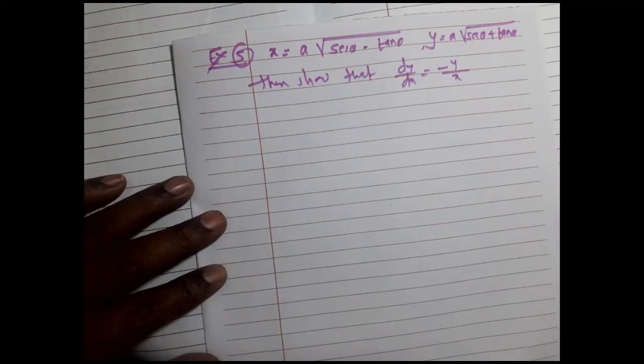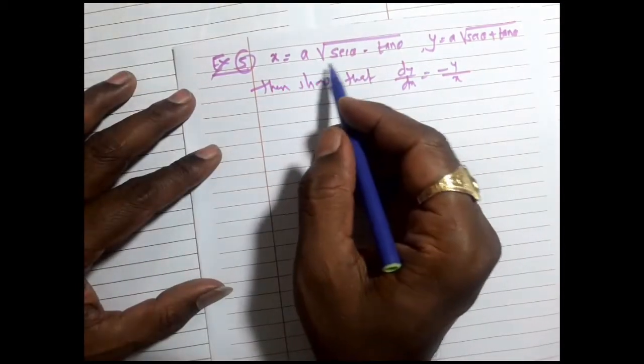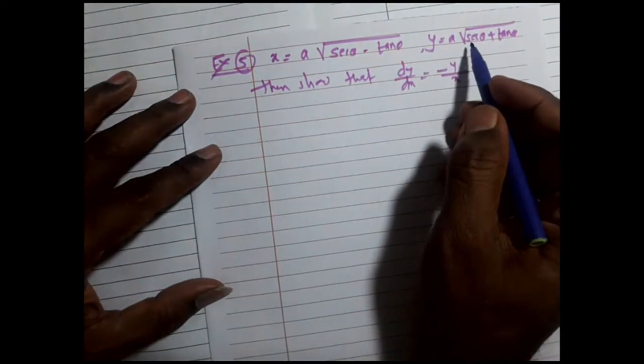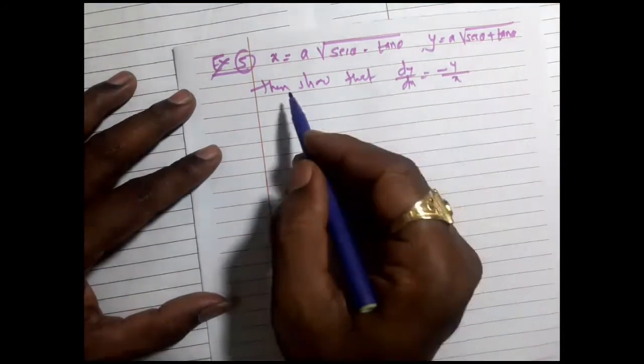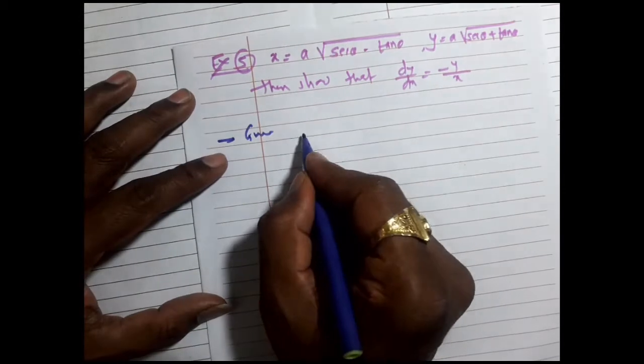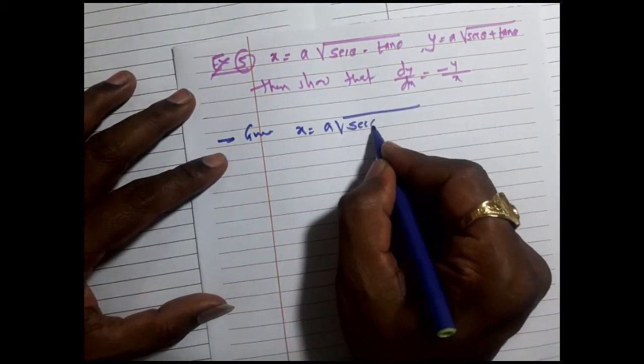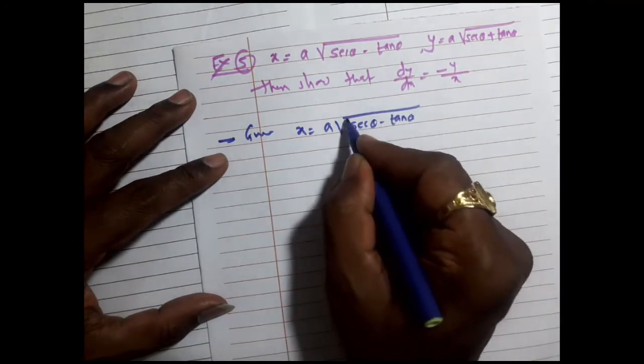Next example. x is equal to a root sec theta minus tan theta and y is equal to a root sec theta plus tan theta, then show that dy by dx is minus y upon x. Given x is equal to a under root sec theta minus tan theta.